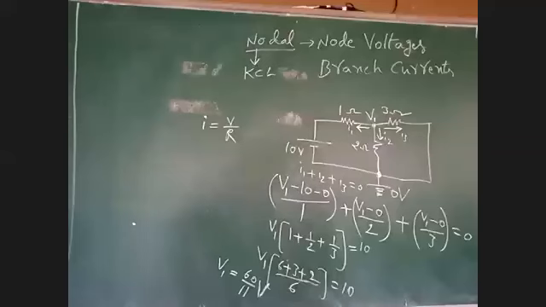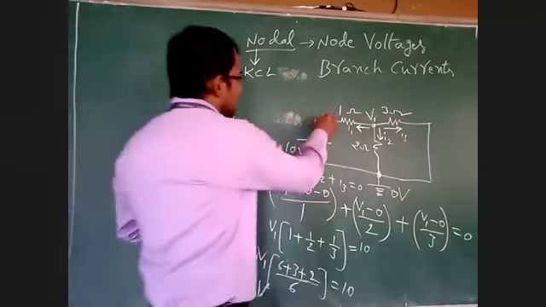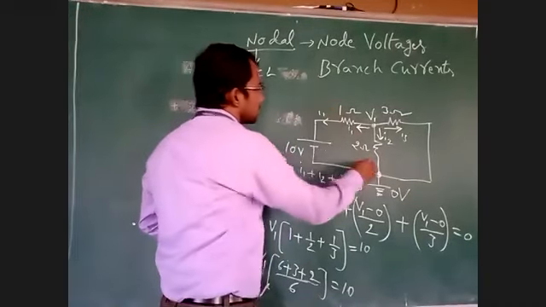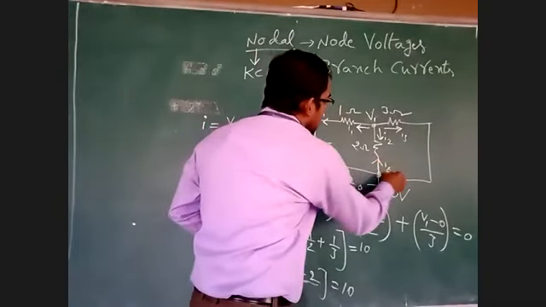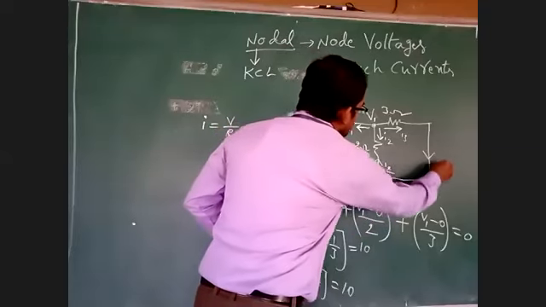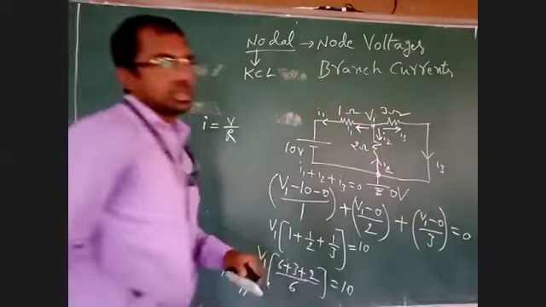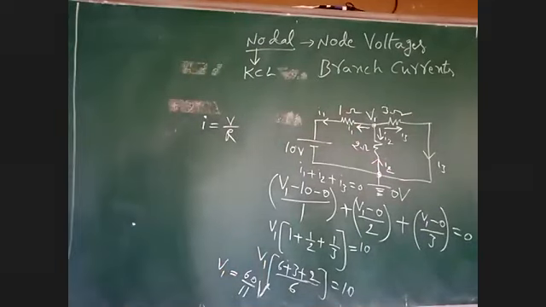Then branch currents, you see. Here, they have not given any direction for the branch. Suppose, let us assume that in the problem they have already given the branch current directions. Let us take I1, I2, I3. These are the directions of current given in the problem.